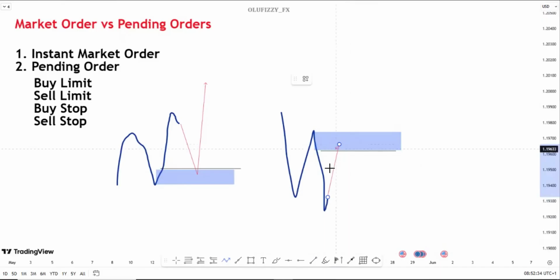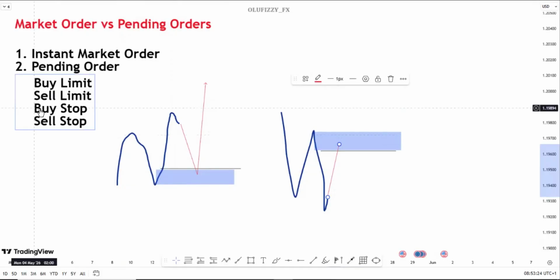So you want price to rise up to this first, then drop from this particular region. Immediately price gets to the place where you set your sell limit, it's going to execute your trade for you automatically. Your sell order is going to open automatically, and that is sell limit. In simple terms, you want to sell above the current market price, which means you expect price to go to that price level before it drops.